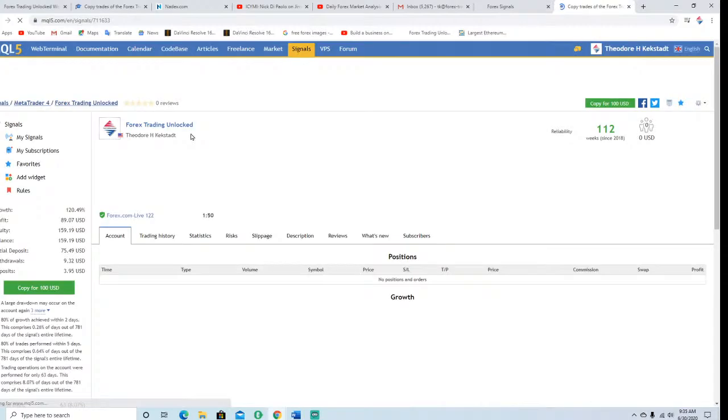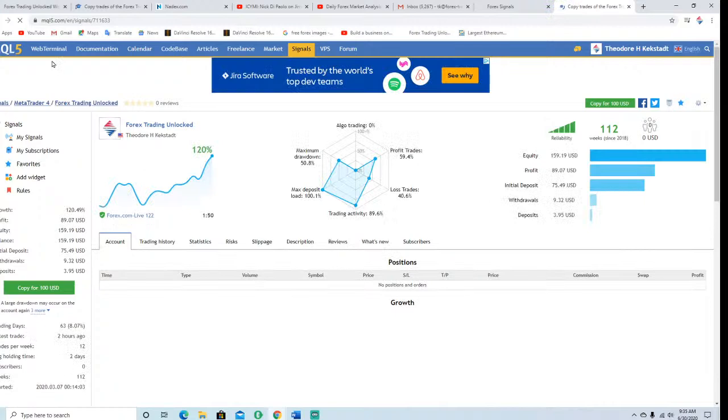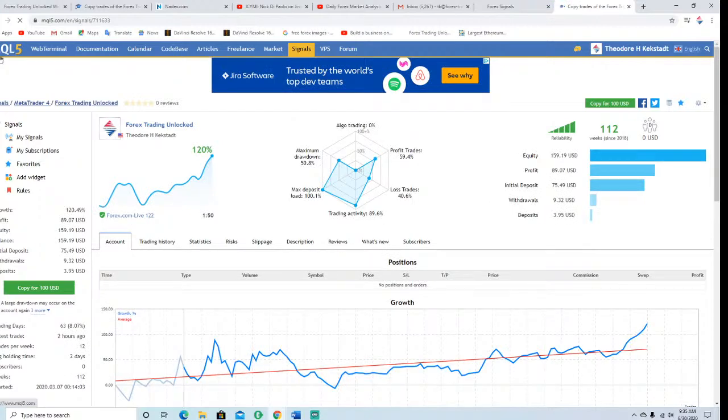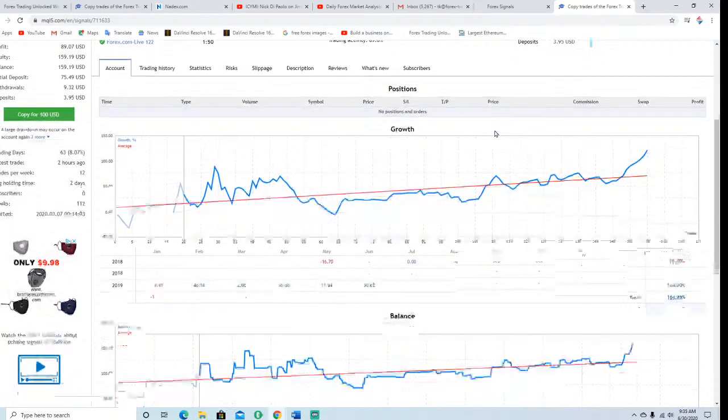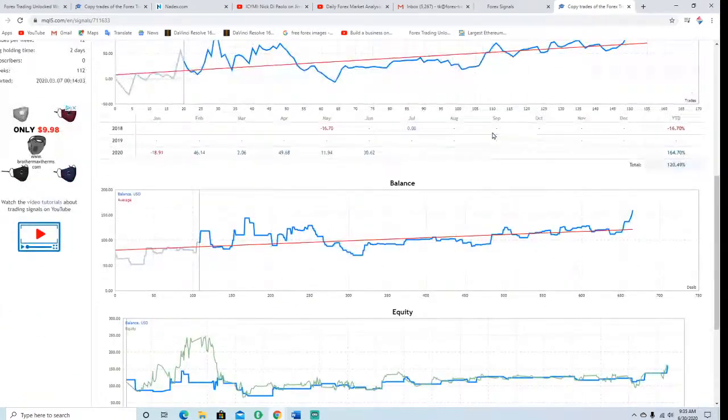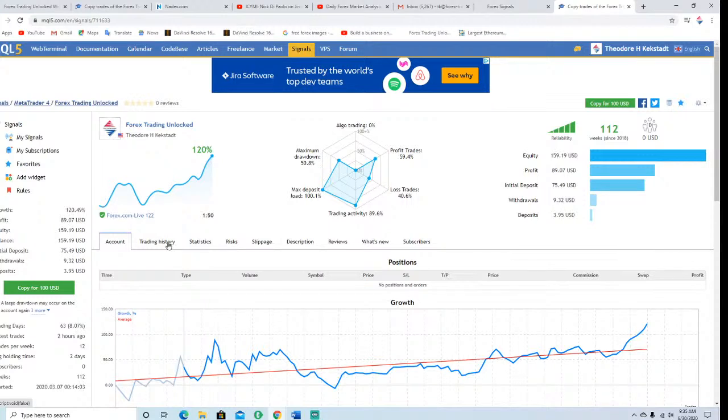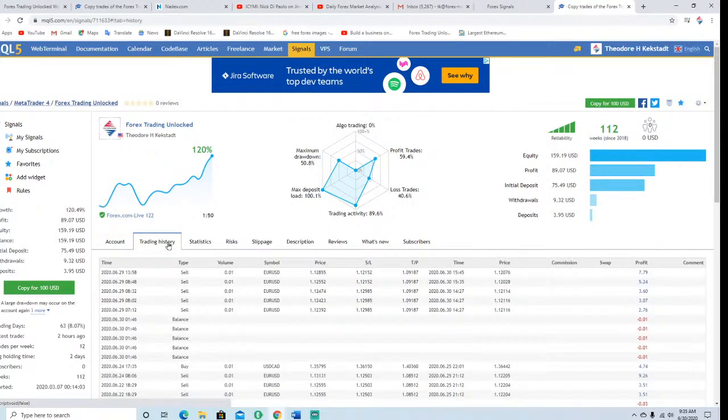As you can see, we're pulling up our results right now. And here it has Forex Trading Unlocked. It has my name. This is all third-party verified by MQL5.com. Stats are all here. You can see our growth, our balance, and equity, and what have you. And you can look down and see that it has a trading history. It'll pull up all our trades, and then you can see what we had done in recent real time.